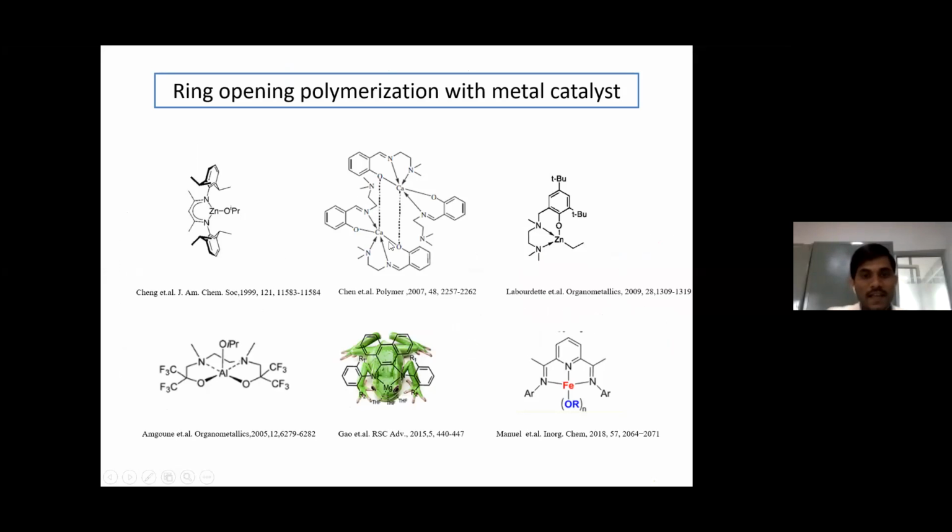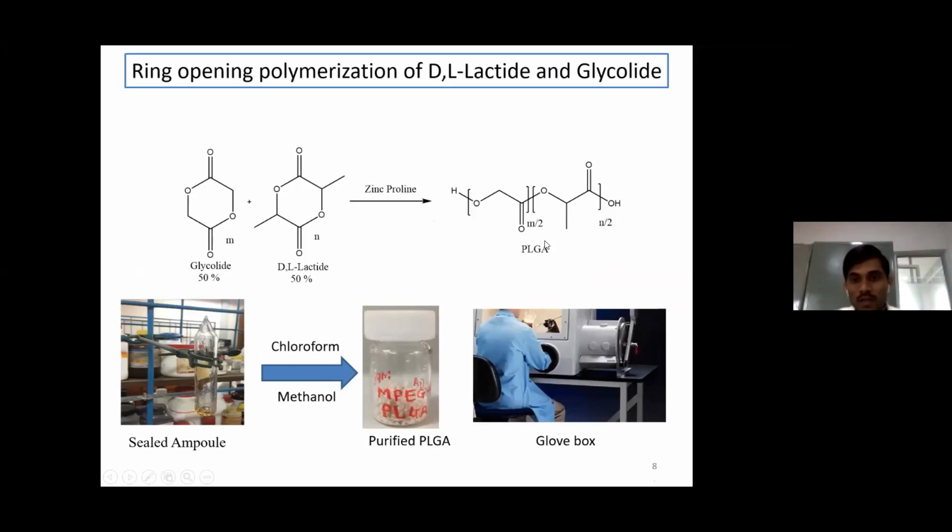In the literature, calcium, zinc, aluminium, magnesium, and iron-based catalysts are also reported for the synthesis of this PLGA polymer. And this polymer is considered biocompatible because of the biocompatible nature of the metal associated in the catalyst. In our work, we have synthesized different molecular weights of PLGA using 50-50% mole ratio of the glycolide and lactide monomer in presence of zinc proline.